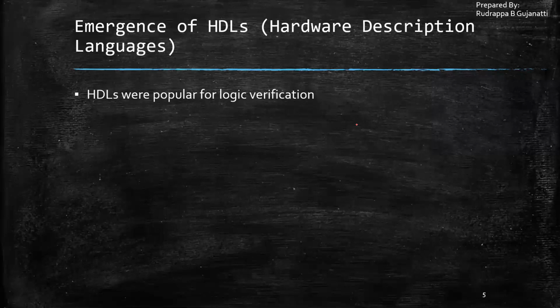Now, HDLs were basically used for logic verification. Logic verification is nothing but checking, say, if I'm implementing a half adder, and some changes are happening, 0 plus 0, whether it is giving 0 at the output, 0 plus 1, whether it is giving the sum equal to 1. These kinds of things we could verify logically using the HDLs.